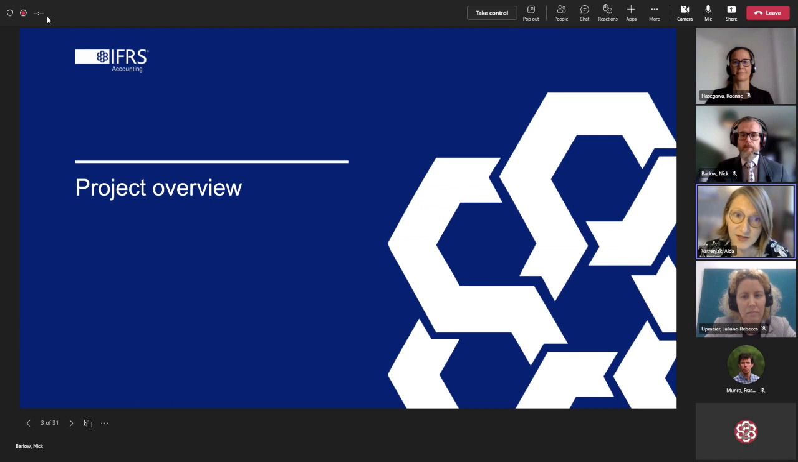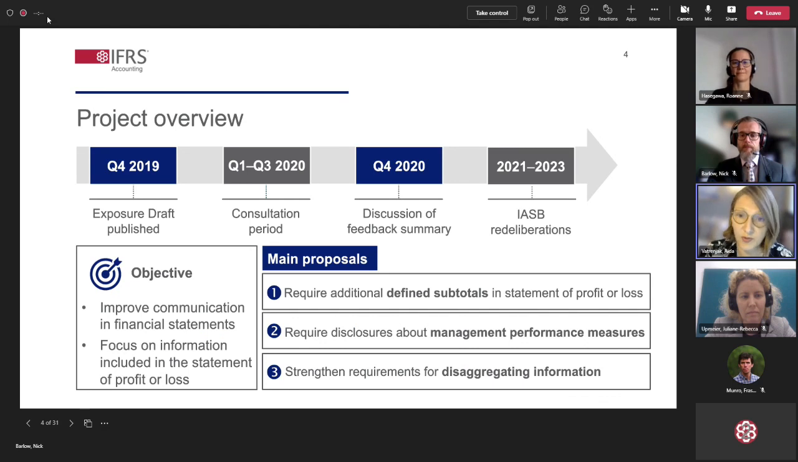So with that, let's just look at the project overview. The primary financial statements project was on the top of the users list in the IASB's 2015 agenda consultation, and we have been working hard at it since. A reminder of the project objective, as you can see on the slide, is to improve communication in the financial statements with a focus on information in the statement of profit or loss.